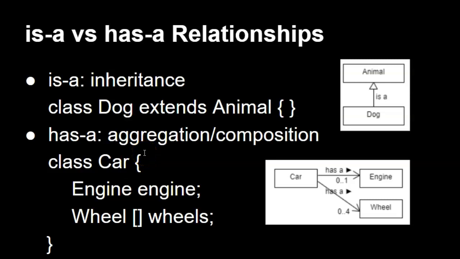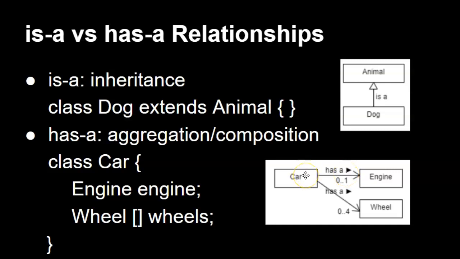So is-a versus has-a relationships. An is-a relationship is inheritance. And conceptually, we can see a dog is an animal. And so it kind of makes sense when we say that. And so a dog is a specialization of some kind of animal. And so is-a kind of makes sense in that context, as opposed to car is an engine or engine is a car. That doesn't really make sense.